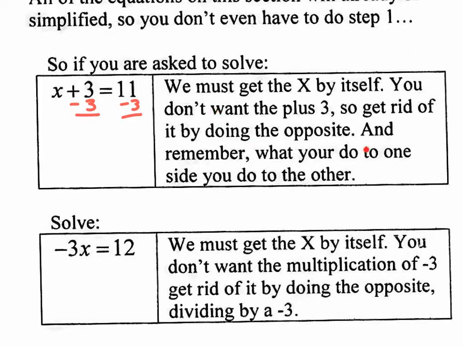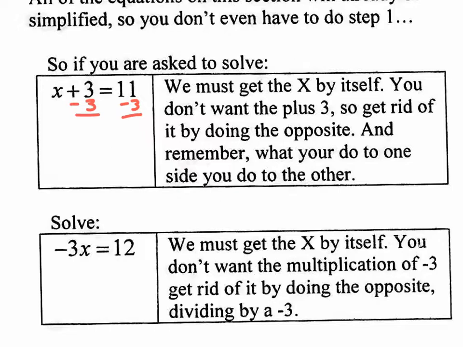I wrote the instructions right here for you. I explain it right here. We must get the x by itself. Okay, x is right here. You don't want this plus 3. So get rid of it by doing the opposite. What's the opposite of plus 3? Minus 3. And remember, what you do to one side, you must do to the other. So subtract 3 here, subtract 3 there.